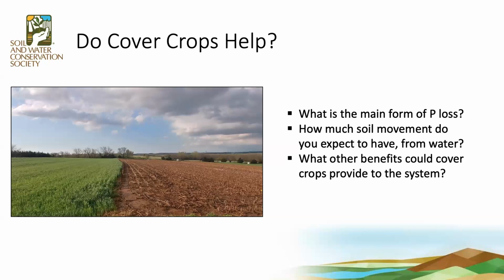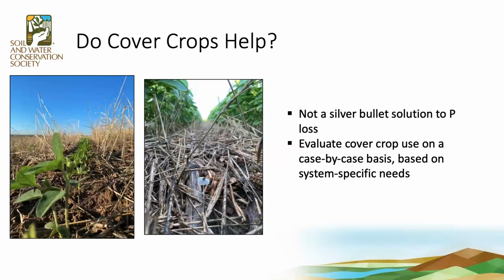But we have to kind of keep in the back of our mind that there's that other component of P loss, that solution P loss, that might be affected in a negative way when we have cover crops in place. So we want to look at things like how much soil movement do we expect to have, and what other benefits could cover crops provide to our system, because they're a really good conservation tool for several different purposes. They're just not necessarily a silver bullet solution to help our phosphorus loss issues. So really it comes down to evaluating cover crop use on a case-by-case basis based on your system-specific goals.